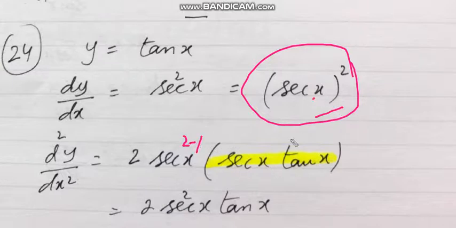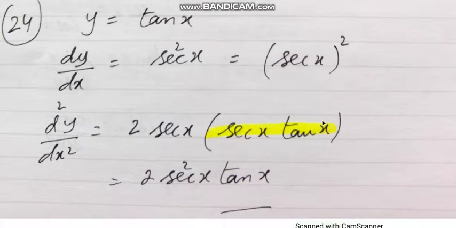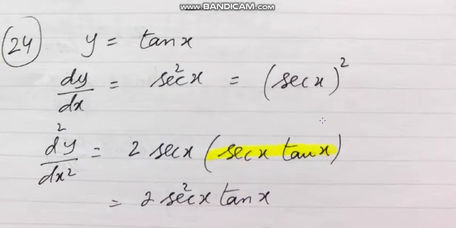Then the derivative of the trigonometric function. The trigonometric function here is secant x. Its derivative will be secant x tangent x, and the angle is x, so its derivative will be 1. And this is the simplification for this second derivative. If you want to do the simplification, you can do it.